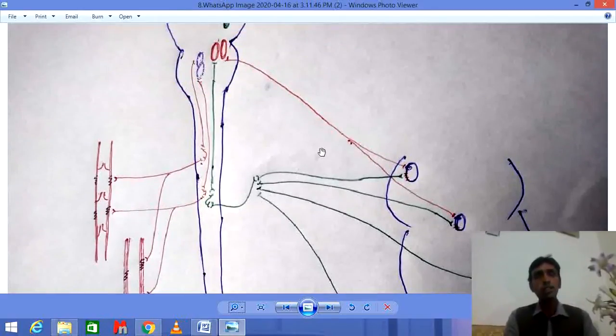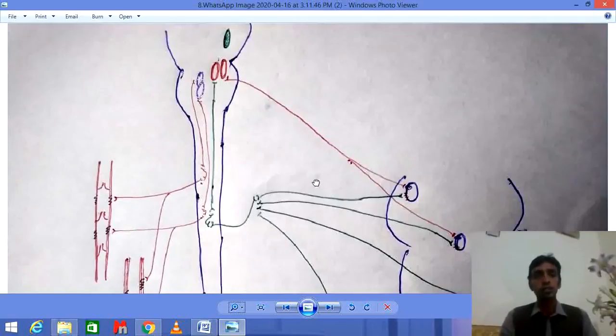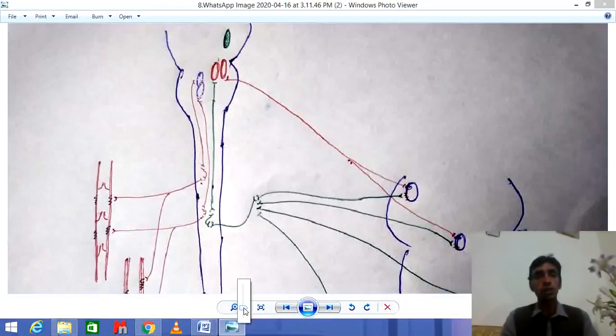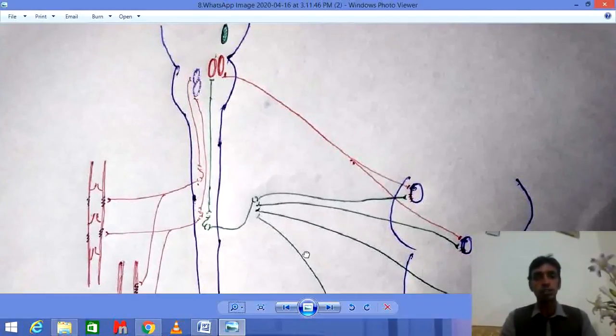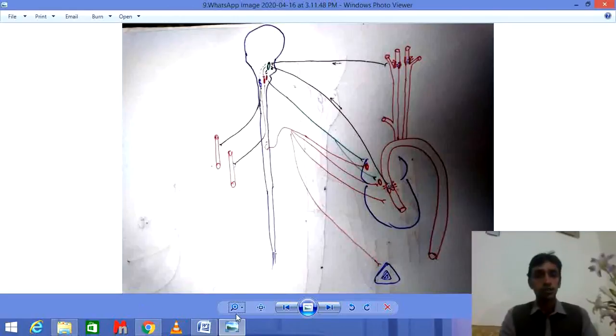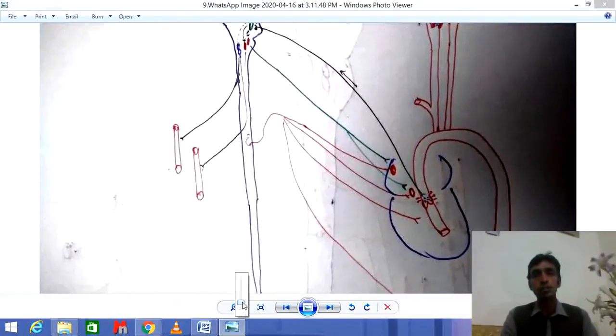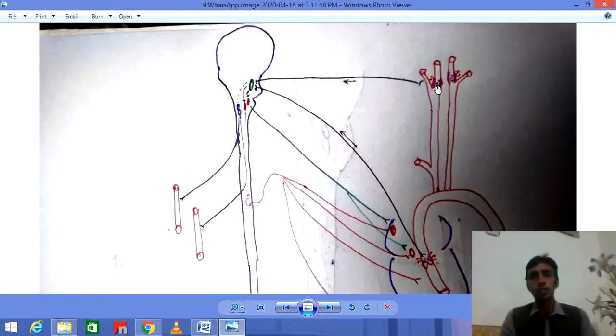Now apply this formula also on the chemoreceptor. When the concentration of carbon dioxide or hydrogen ion becomes high inside the blood vessel, the chemoreceptors present on these carotid bodies and aortic bodies transmit the signal towards this tractus solitarius, and what will it do? It will increase the heart rate, and it will also constrict the blood vessel.